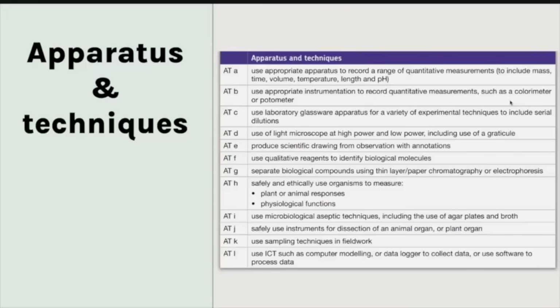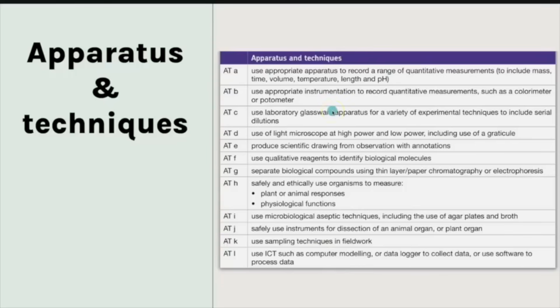So have your techniques, which would be using the colorimeter, potometer, aseptic technique, chromatography, electrophoresis, and again, just looking through all of those, you've got sampling techniques as well. And then on the other side of the card, you would say why you would use it.